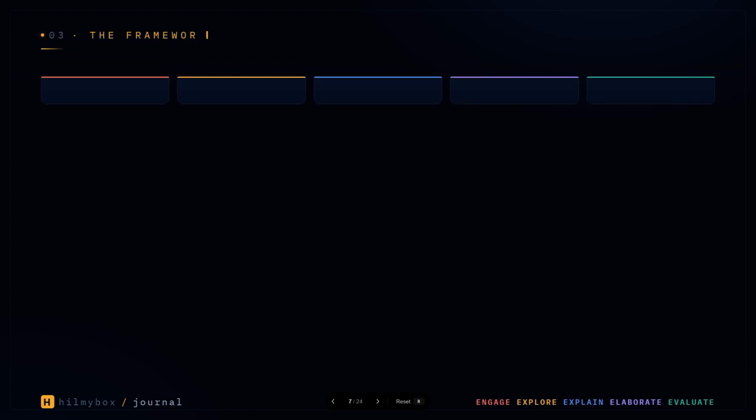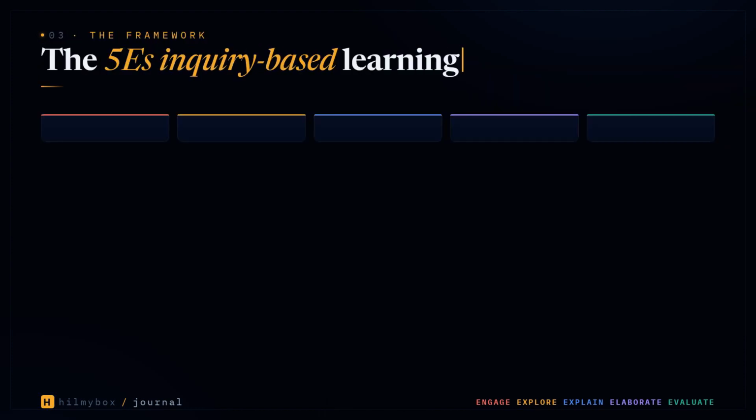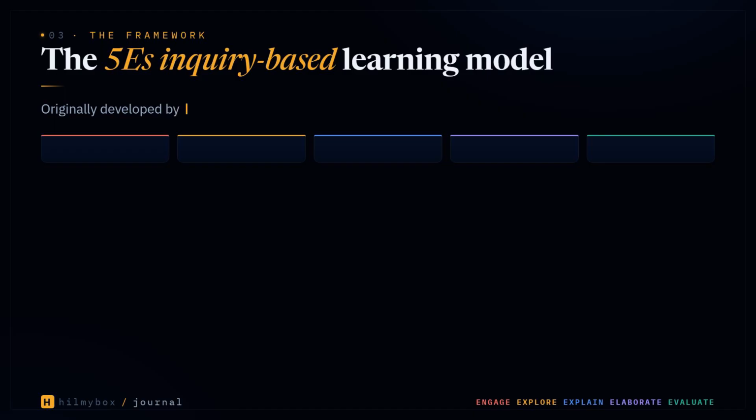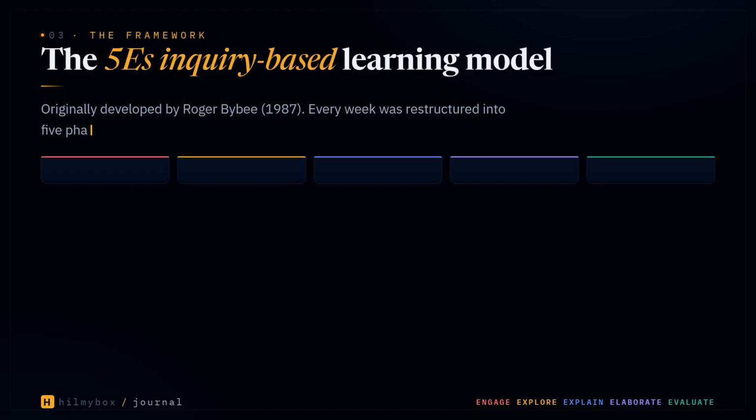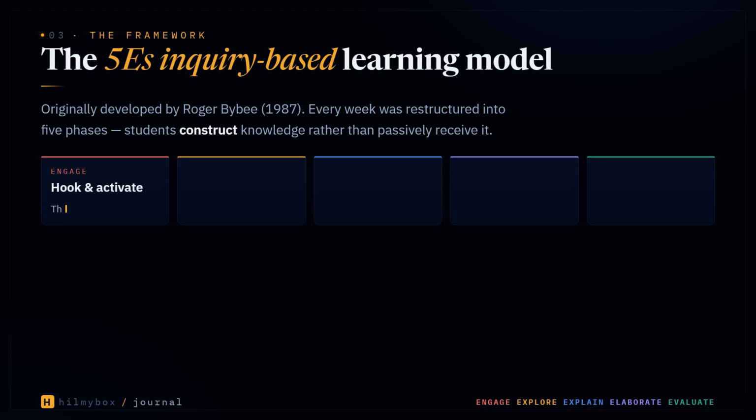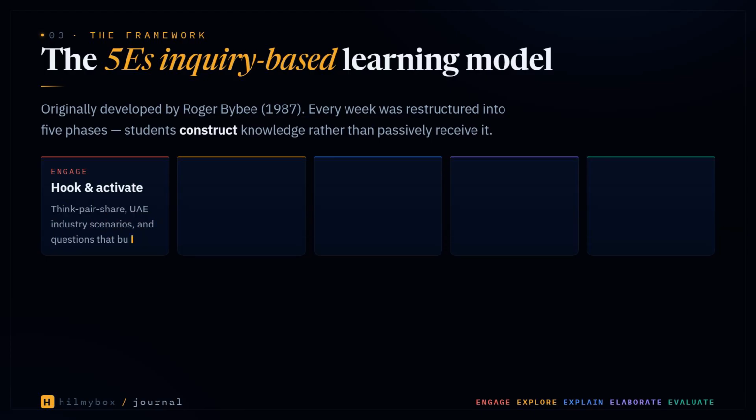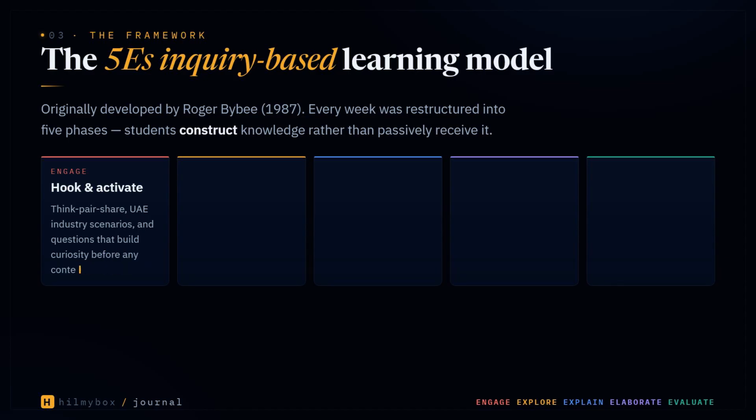Part 3. The framework. The 5Es inquiry-based learning model, originally developed by Roger Bybee in 1987. Every week was restructured into 5 phases, so students construct knowledge rather than passively receive it. Engage, hook, and activate. Think, pair, share. UAE industry scenarios and questions that build curiosity before any content.